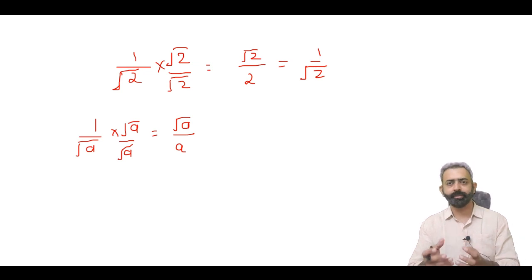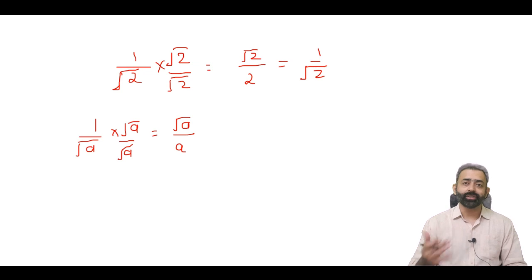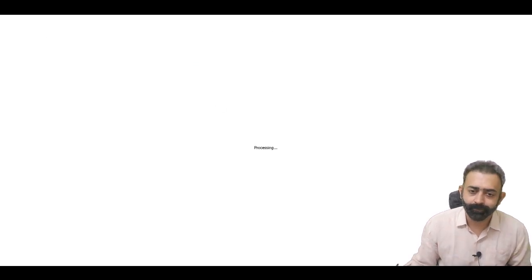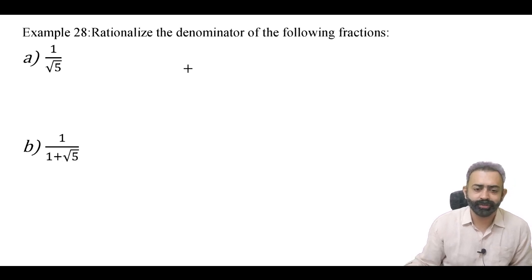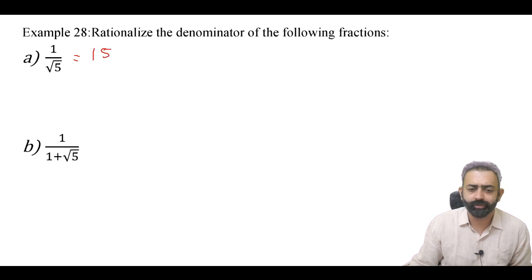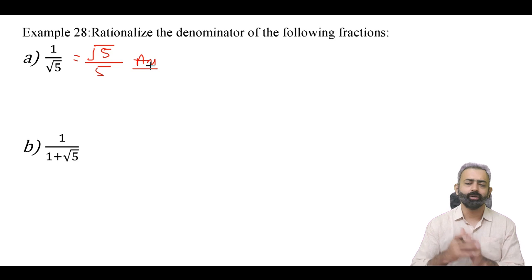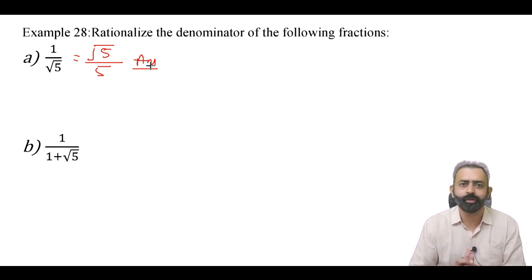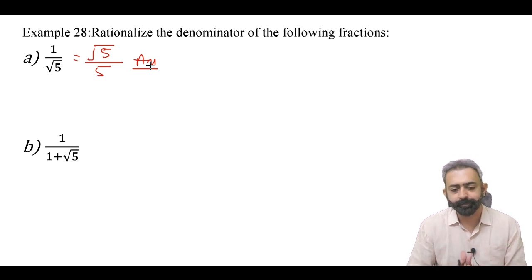Okay, so let us take some examples or the varieties of questions in which we need to rationalize. Now, rationalize the denominator of the following fractions. First one is very easy. It is 1 by root 5. So you just multiply this by root 5 and divide by root 5. You get root 5 upon 5. And this is the answer. Multiply and divide by root 5. Root 5 into root 5 becomes 5 in the denominator. The numerator becomes root 5. So it is rationalized.